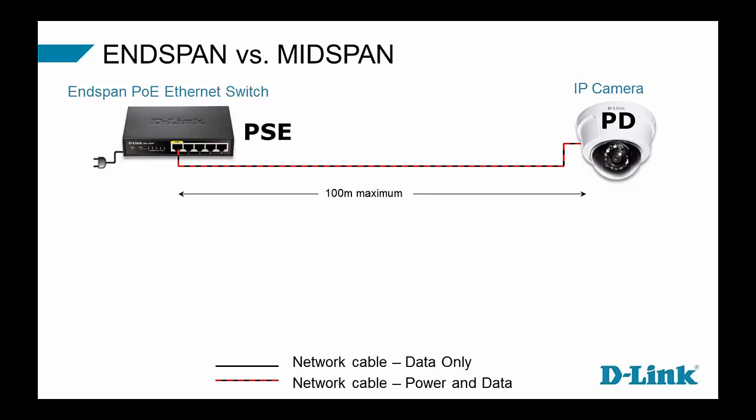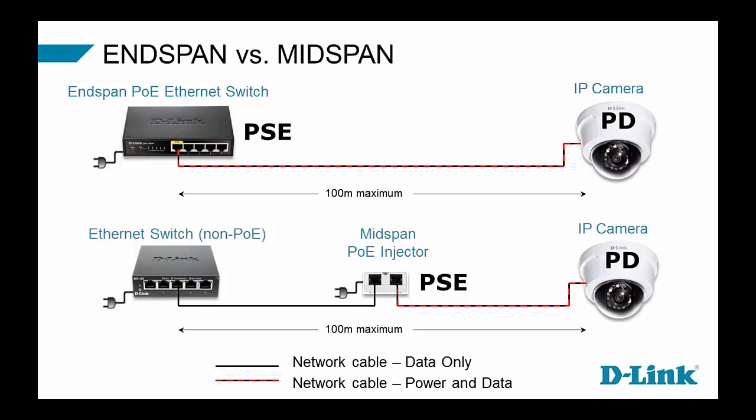And then on the right side of the screen is the PD. That's, in this case, an IP camera. So the PSE is the Ethernet switch. That's the power source, and it's providing power 100 meters away to the IP camera, or the PD, on the right side. Now compare that with the next example.